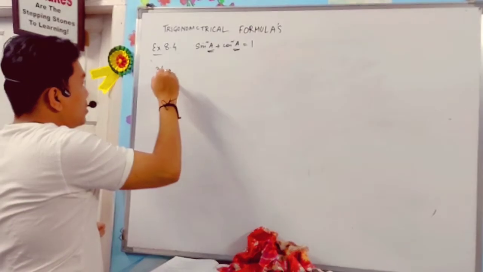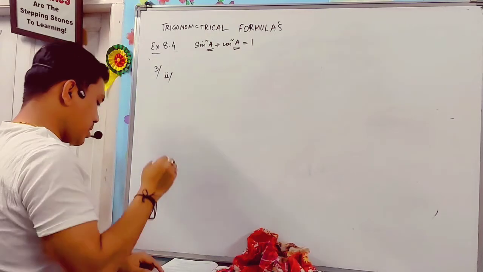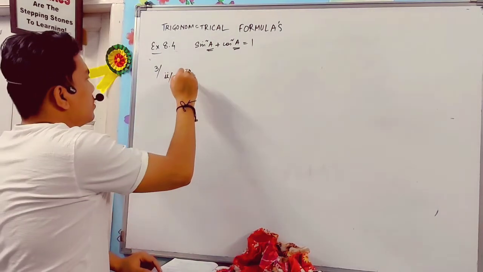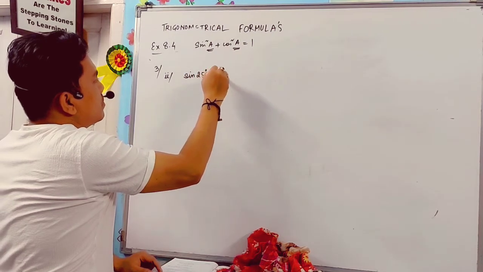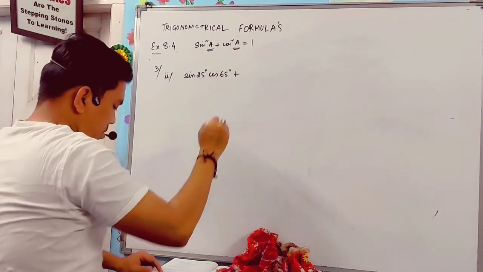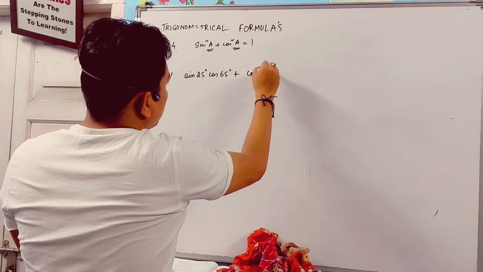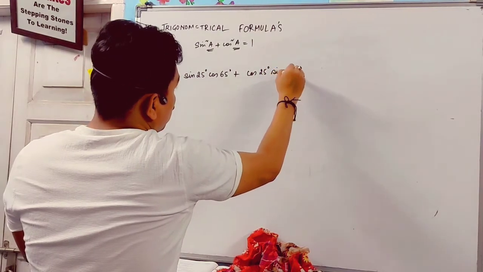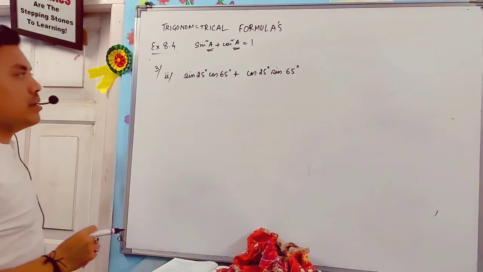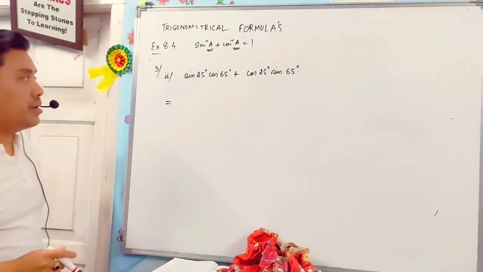Number 3, sorry. What is there? We have sin 25 cos 65 plus cos 25 sin 65. Okay. Alright. Now what we have to do here?